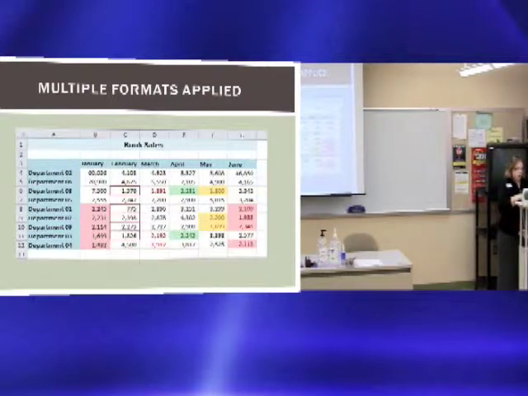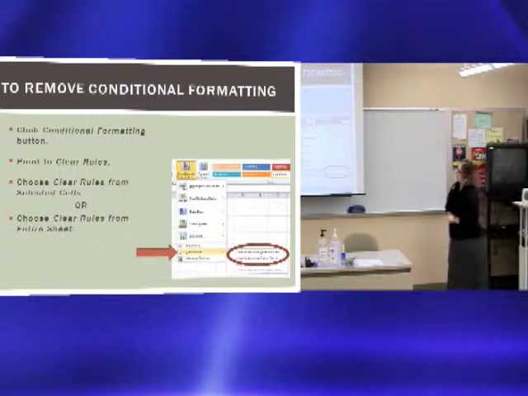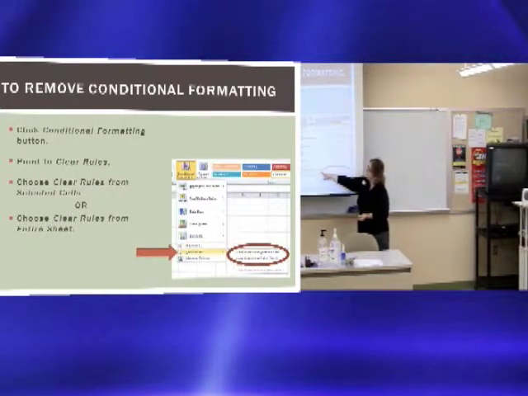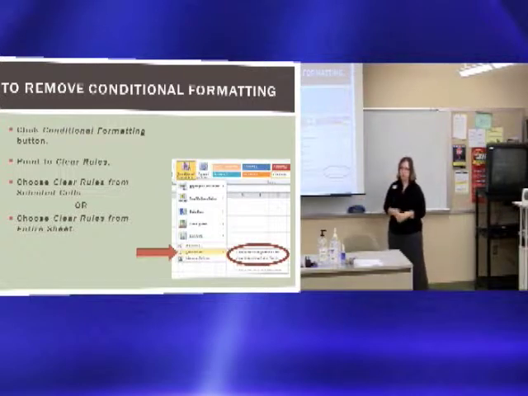All right, I've looked at my data, it's beautiful, I've done what I needed to do with it, now I'm ready to remove the conditional formatting. Go back to the conditional formatting button, clear rules towards the bottom, and you have several options here. If your cells are still selected, and you didn't already click off of them, then you can clear rules from selected cells. Otherwise, you can just clear rules from entire sheet and it'll take it off of all of them.